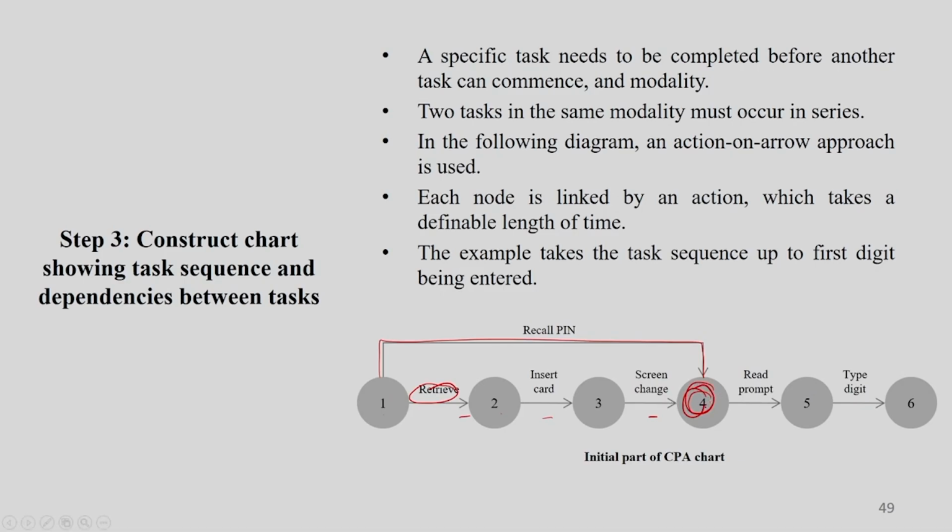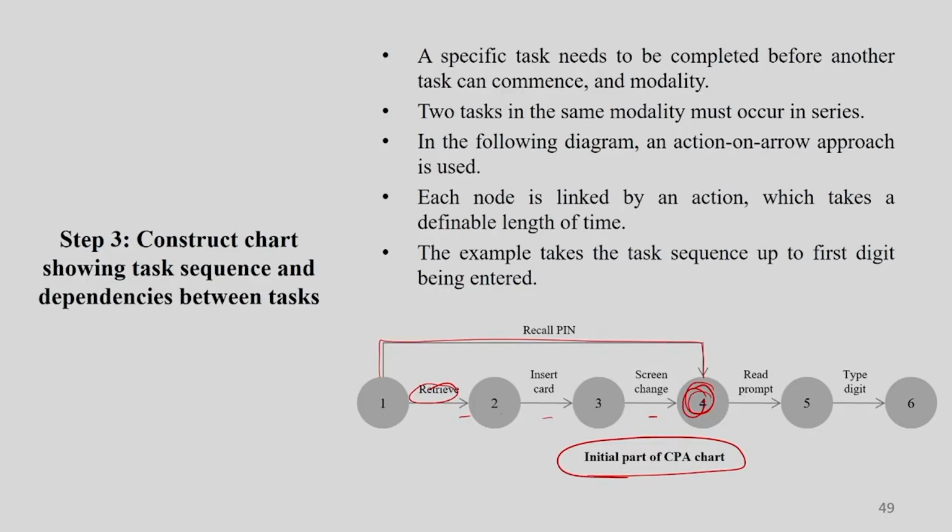So once you give that particular pin, then you are waiting for the screen to change, and once there is a screen change, you are reading it very promptly and giving the pin to the ATM, so that it can go to the next step. So this way the initial part of the CPA can be chalked out, can be drawn, fine. This is constructing the chart showing the task sequence and dependency between each other.